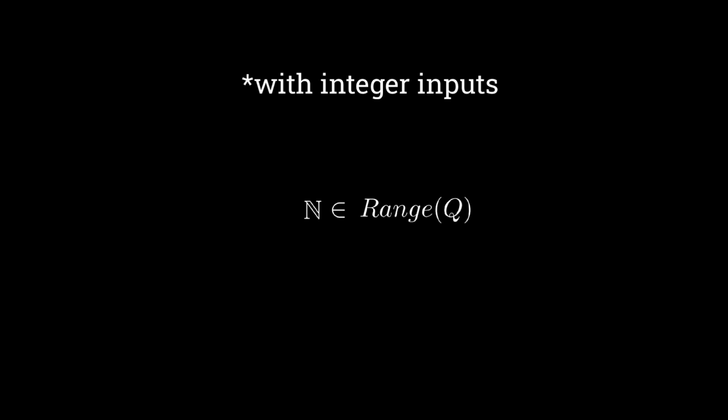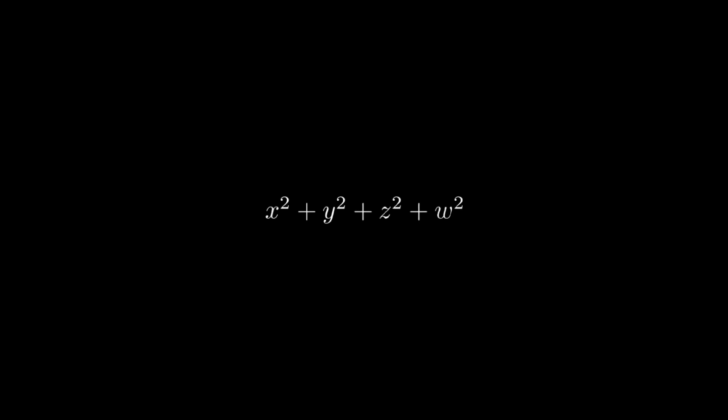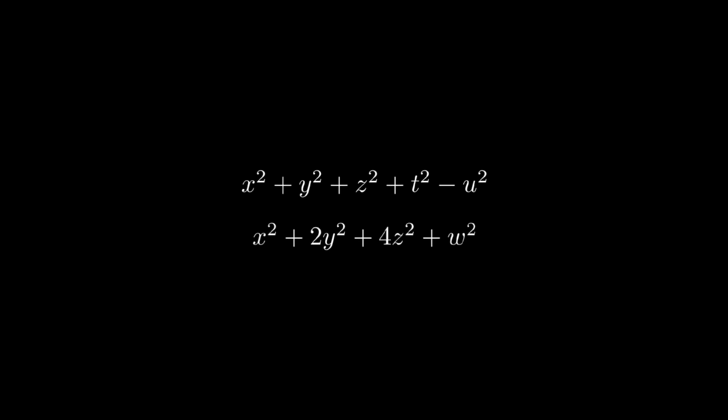Can you think of a polynomial that can give any positive integer as output? One example will be this polynomial. This might look familiar. Yes, it's the four-square theorem, which says that any positive integer can be written as a sum of four squares. But what about something like this or this?